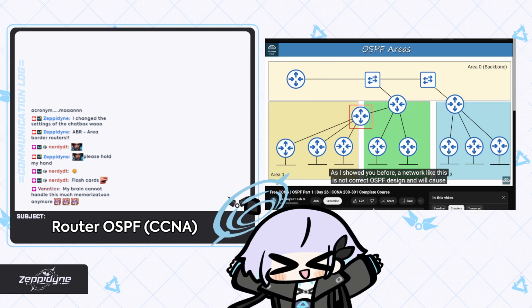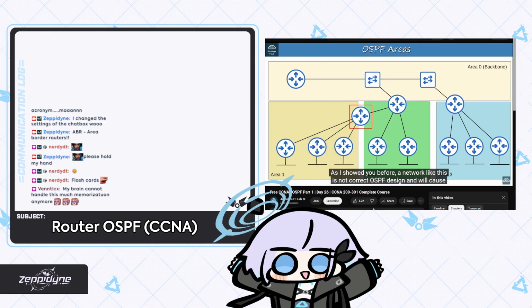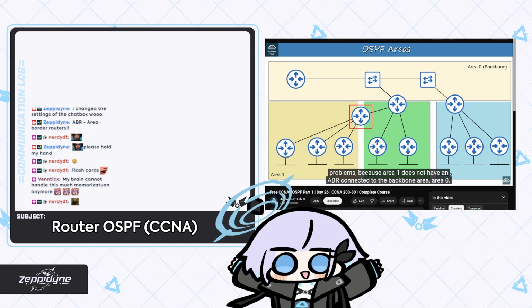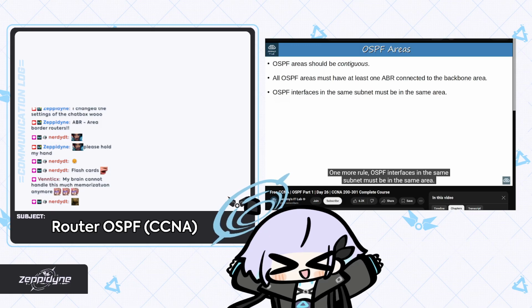As I showed you before, a network like this is not correct OSPF network design and will cause problems because Area 1 does not have an ABR connected to the backbone area, Area 0. All areas must connect to the OSPF backbone.